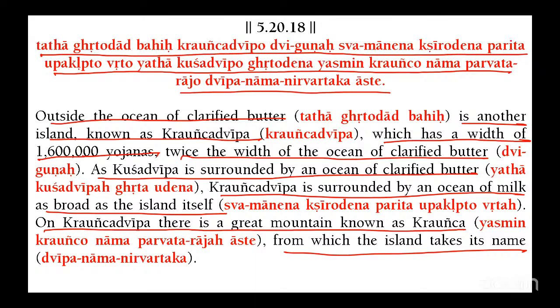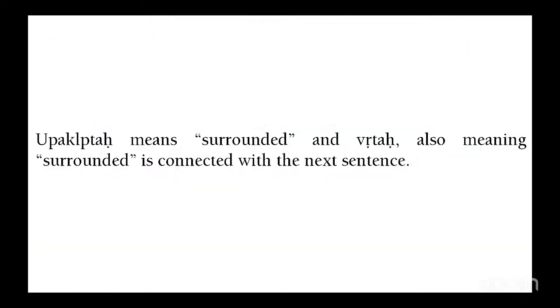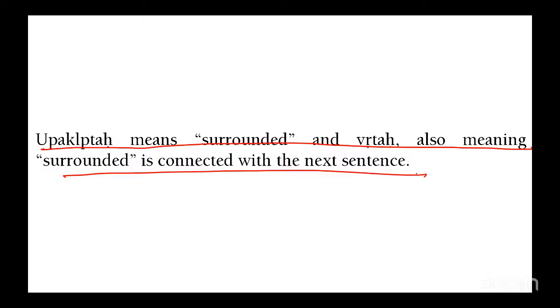Then there is a Shalmali tree, and in Kushadvip there is the Kusha grass. Now this is Kraunchadvip, there is a Krauncha mountain, from which the Dvipa gets its name. Upakliptaha means surrounded, and Vritaha also means surrounded, connected with the next sentence.